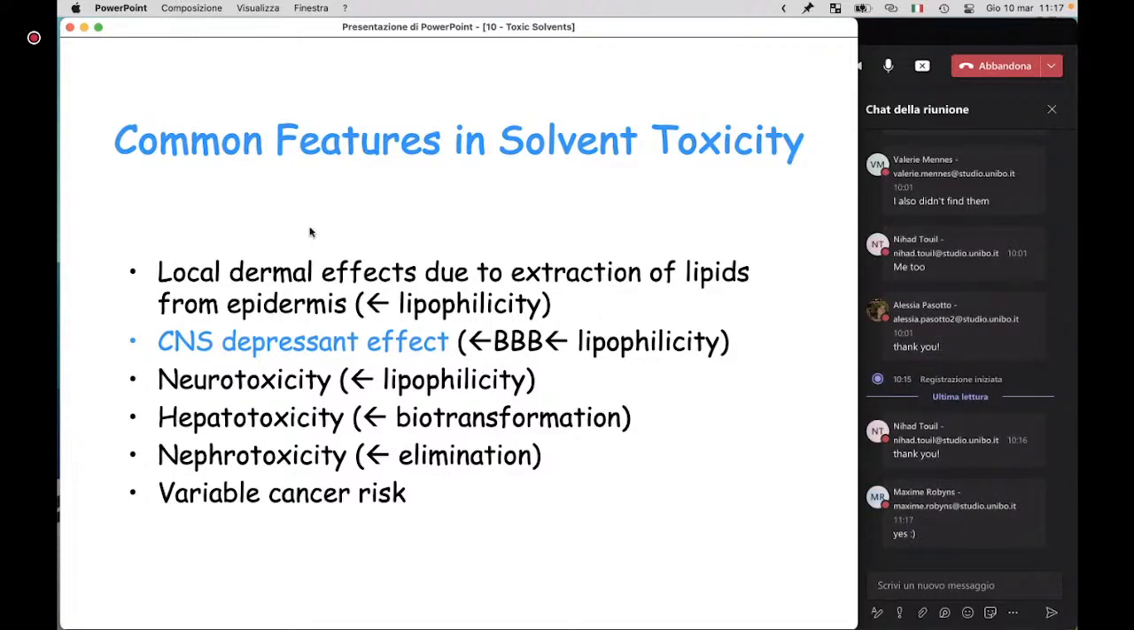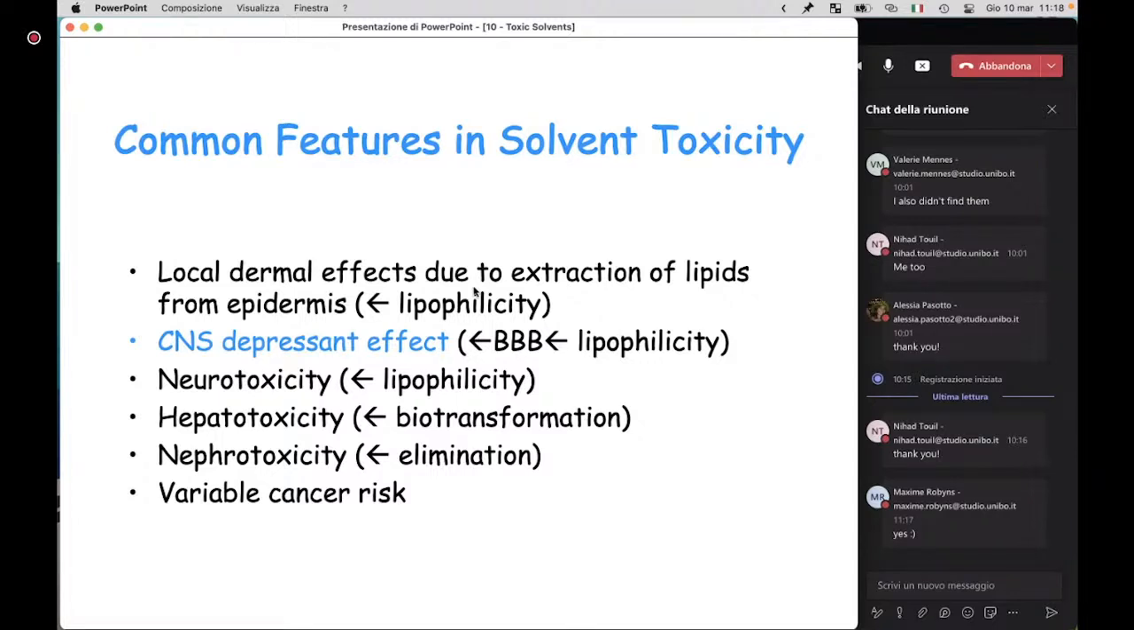Okay, so I was saying that most solvents have a strong local skin effect due to the fact that they are lipophilic. So they can penetrate the outer layer of the skin. You remember when we talked about exposure to toxicants, the skin has an outer layer made from dead cells that is mostly lipids. So solvents can penetrate it because they are lipophilic, and also they can dissolve it since they are solvents. So they will, let's say, destroy that fat layer so that they themselves and other toxicants can better penetrate the skin.